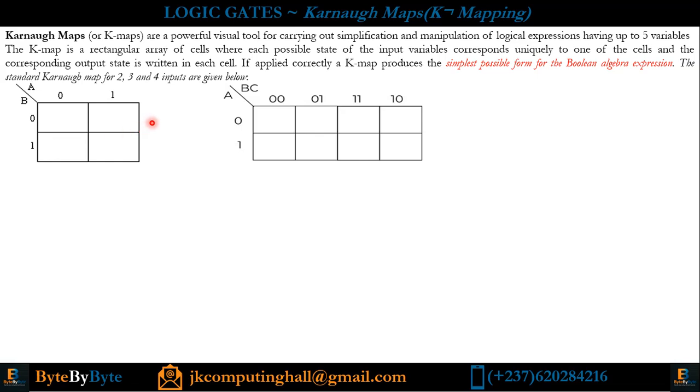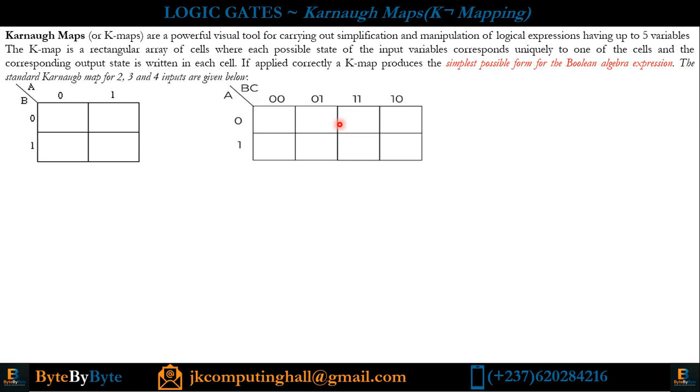In case of a 3 input, we are supposed to have 2 to the power 3, which is 8 possibilities. And these are the possibilities, 4 up, 4 down. And we have the different states: A 0 or 1, B and C. So this is the value of B, this is C, this is B, this is C, this is B, this is C, this is B, this is C.